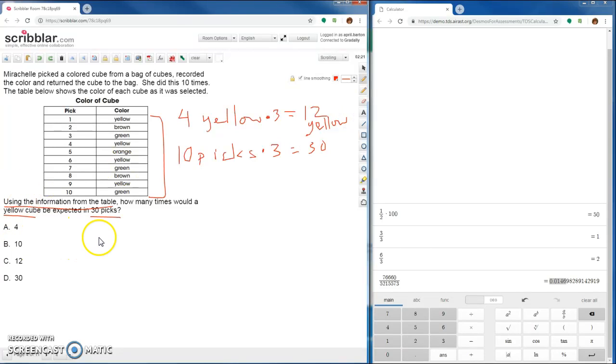So again, did we answer the question? We found 12 yellow. Is that how many that could be expected in 30 picks? And it is. So our answer choice is C again.